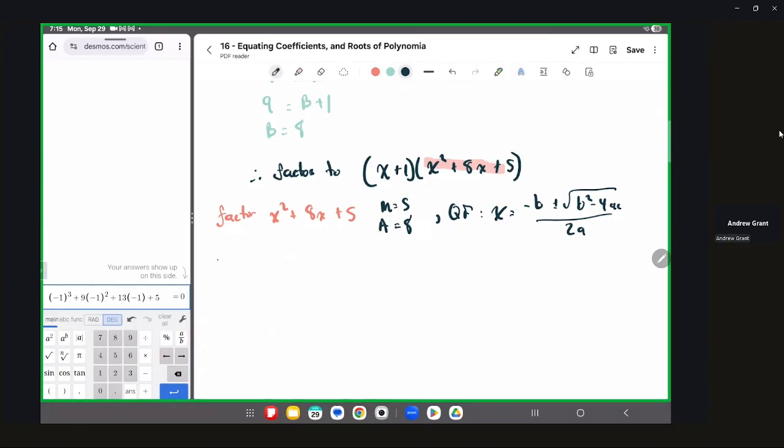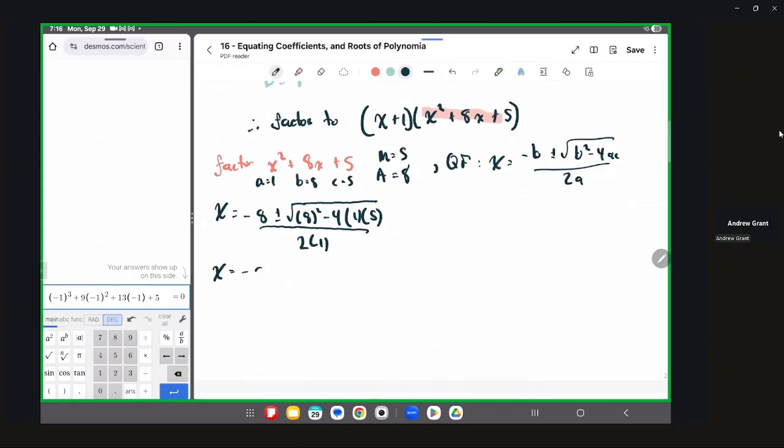And so here we can say x is equal to, now a is equal to 1, b is equal to 8, and c is equal to 5. So x will be equal to negative 8 plus or minus the square root of b squared. So this will be 8 squared minus 4 times 1 times c over top of 2 times 1.